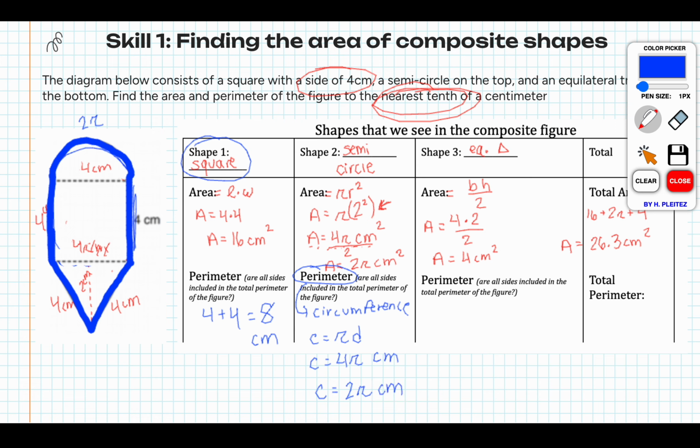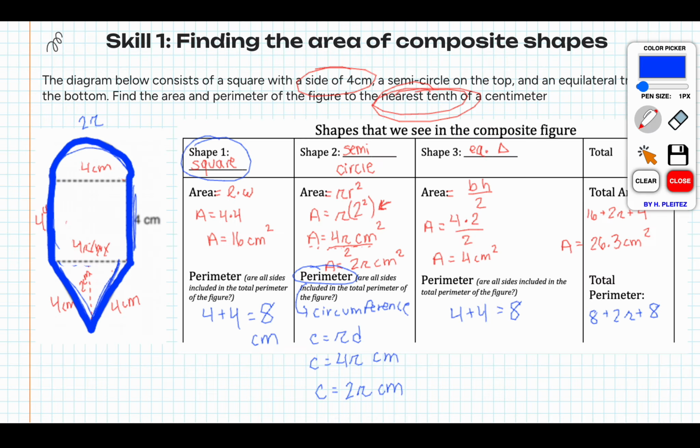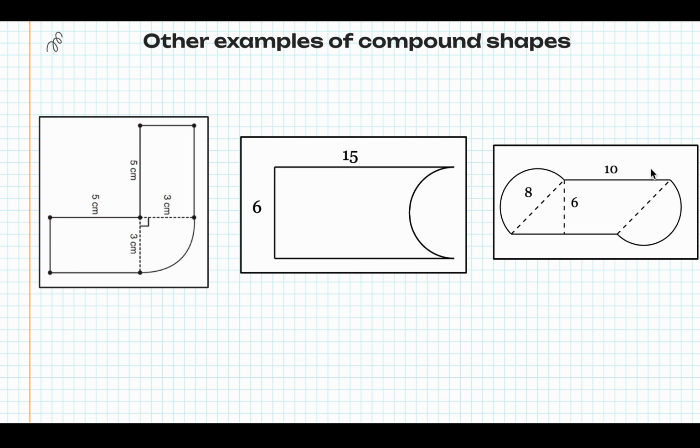2 pi centimeters. And then for our equilateral triangle, again, we only have these 2 sides that we're accounting for here. So that's just going to be, again, 4 plus 4, and that's going to give us 8. So when we add all this together, we get 8 plus 2 pi plus 8. So we have 8 plus 2 times pi plus 8, and that gives us 22.3 centimeters.